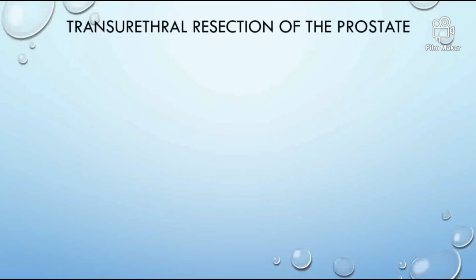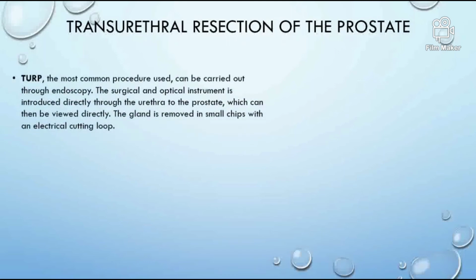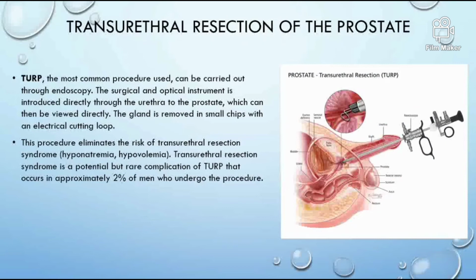So, first is the transurethral resection of the prostate, or the TURP. The most common procedure used, it can be carried out through endoscopy. The surgical and optical instrument is introduced directly through the urethra to the prostate, which can then be viewed directly. Then the gland is removed in small chips with an electrical cutting loop.